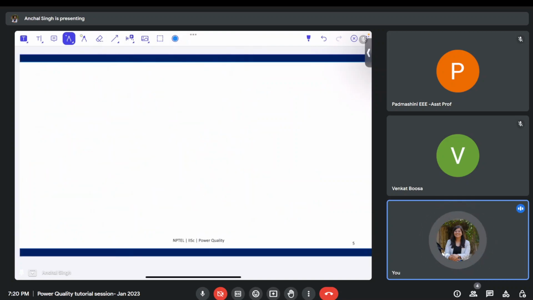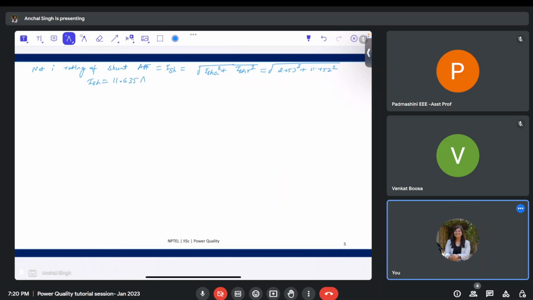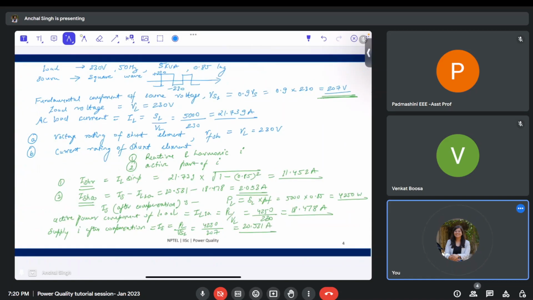Now, after obtaining both these parts, the net current rating of the shunt active power filter, let me call it ISH, will be equal to the square root of I shunt active square plus I shunt reactive square. So both these components will be vectorially added and it will come out to be approximately 11.452 square. So this ISH will come out to be 11.635 amperes. So this was part B, right?